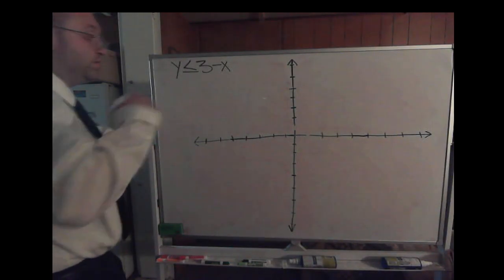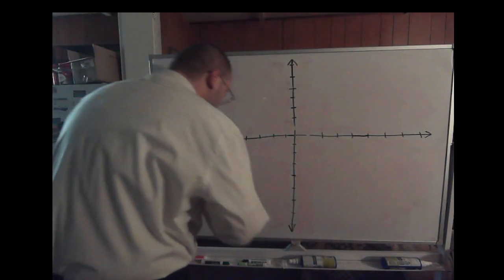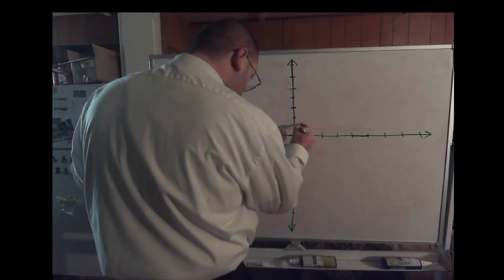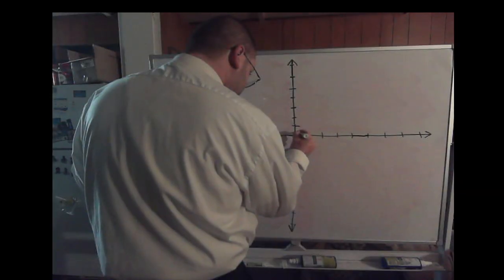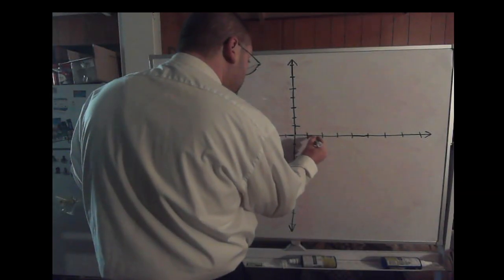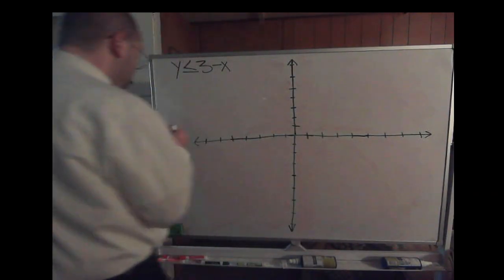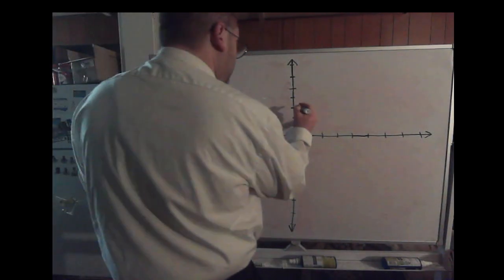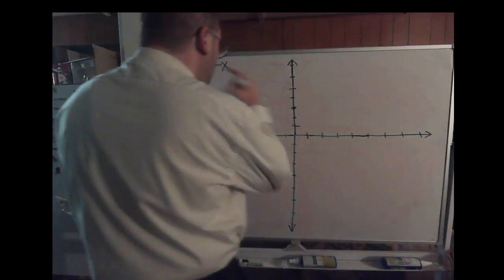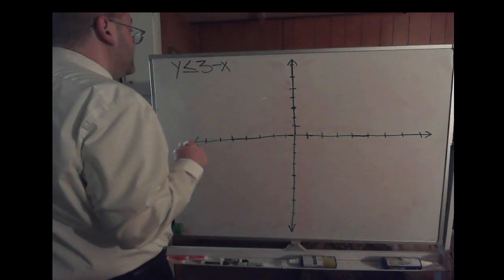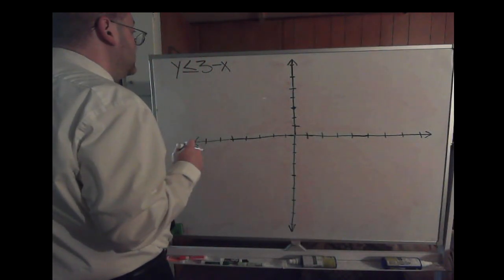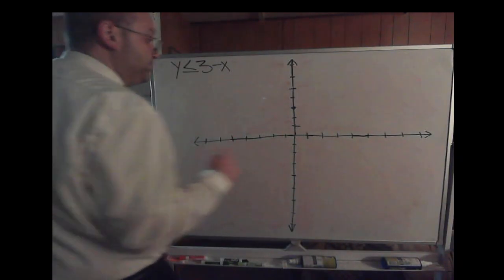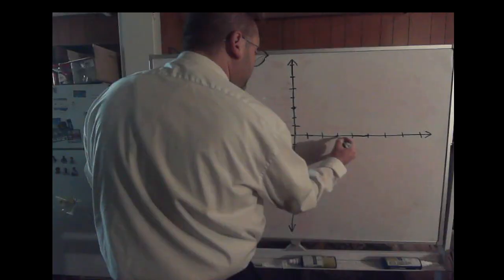So when x is 0, whoops, I better fix my axis. Better fix the axis here, eh? There we go. Alright, so when x is 0, y would equal 3. So that would go here. And then, when y is 0, x would equal 3. So that would go here.